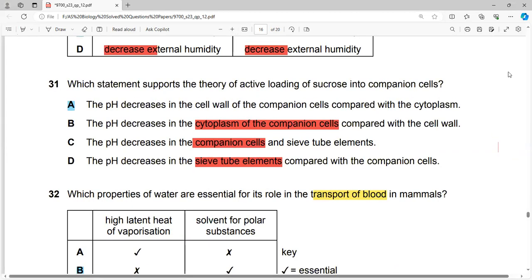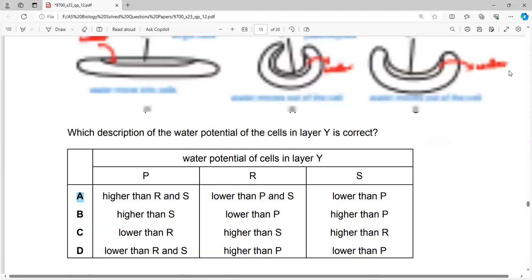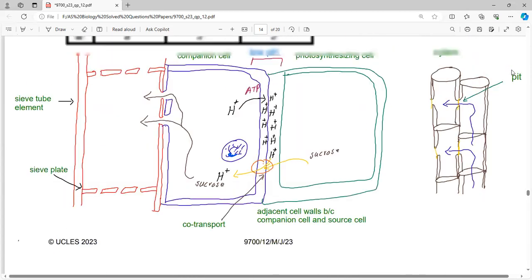Which statement supports the theory of active loading of sucrose into a companion cell? So during the loading phase of sucrose into the companion cell, what is happening? The pH decreases in the cell wall of the companion cell as compared with the cytoplasm. So that's the correct option. And to explain that, I have a mechanism. So we are going to proceed to that mechanism, how it is working.